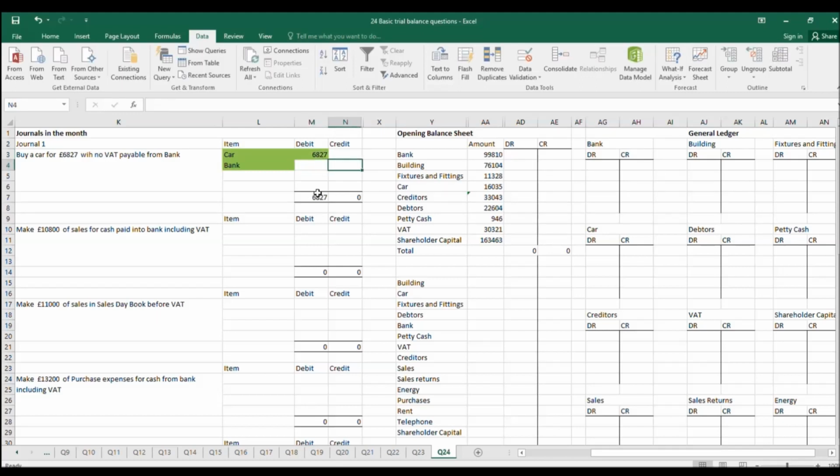So that would be the negative, which will be a credit, 6827. Our journal balances. There we go. That's the first one done.